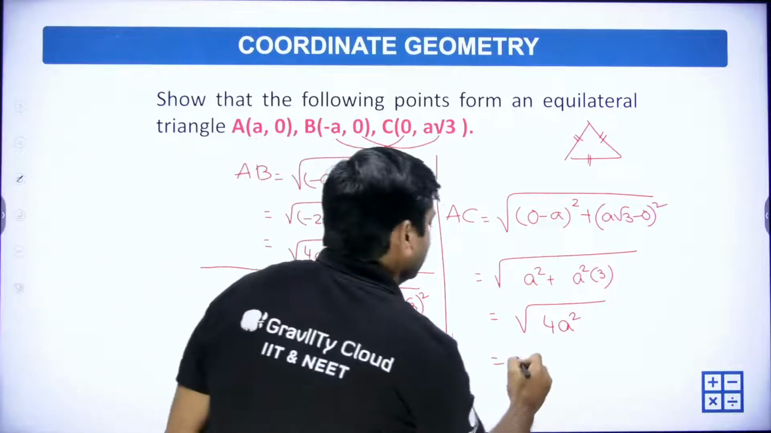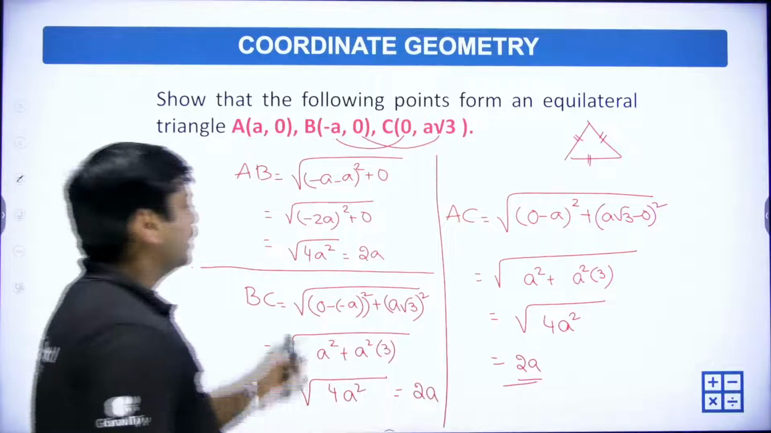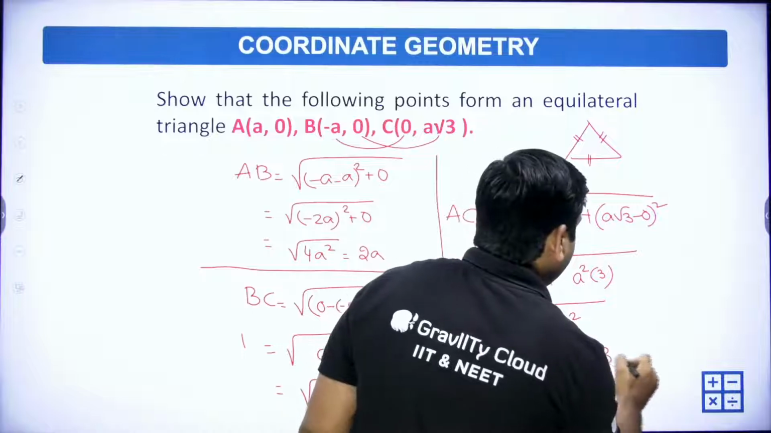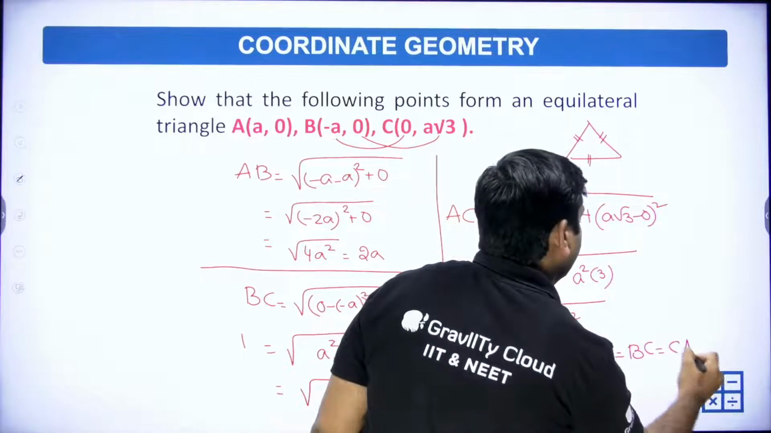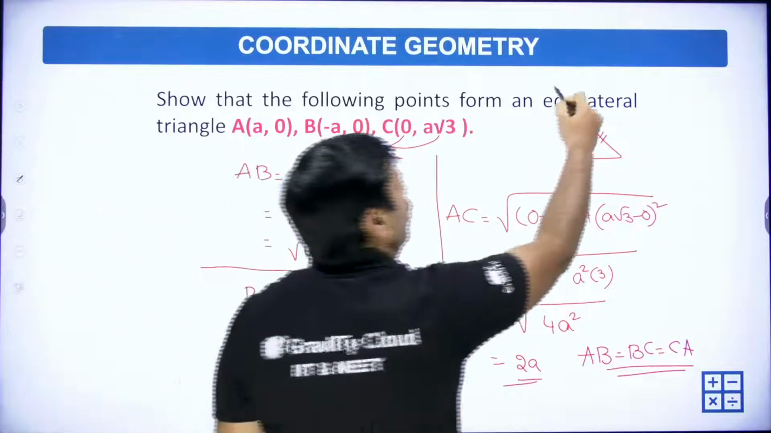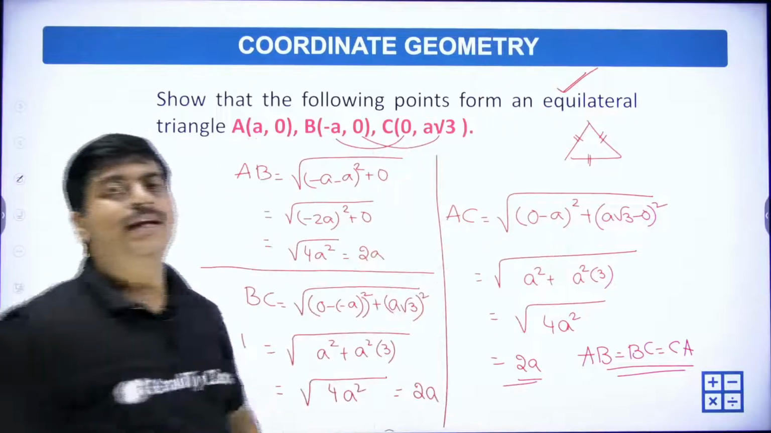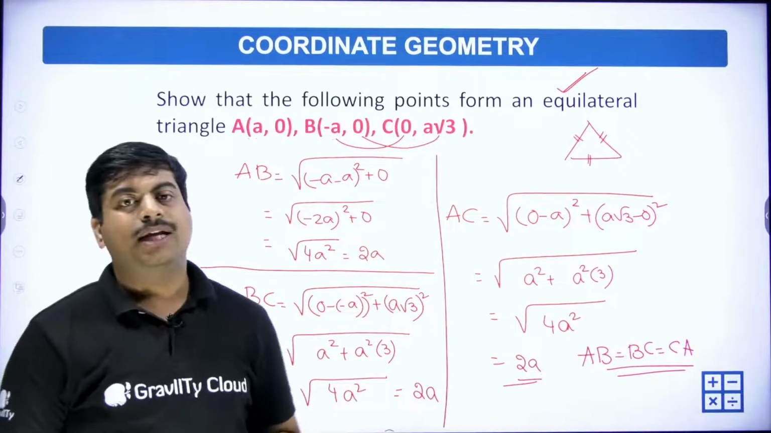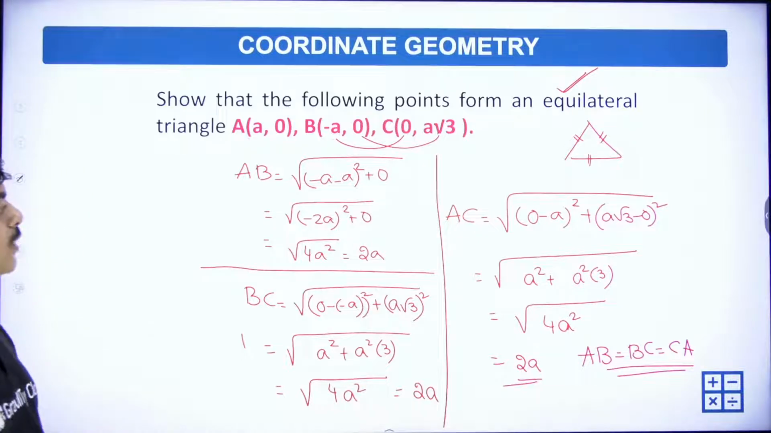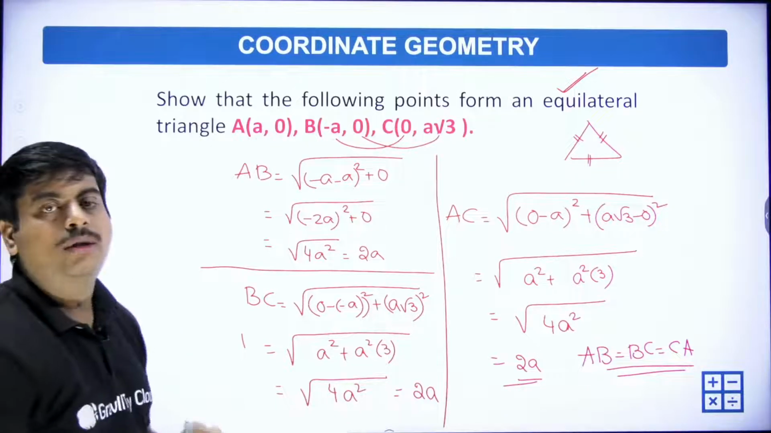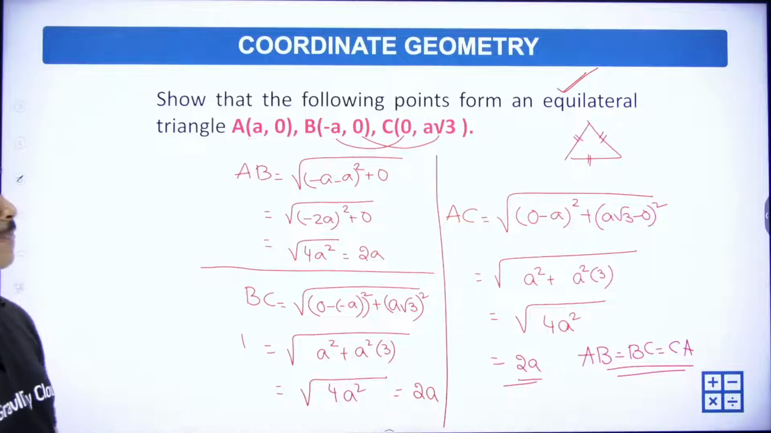So now we can say that all the sides AB, BC and AC are equal. We can say AB, BC and CA are equal. So it is enough to say that the given 3 points will form an equilateral triangle as all the 3 sides are equal. Right? So please try to copy this quickly so that we can move on to the next one. AB, BC and AC, all the 3 sides are equal.